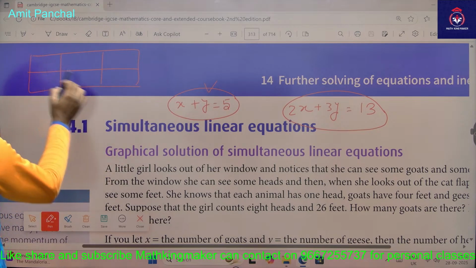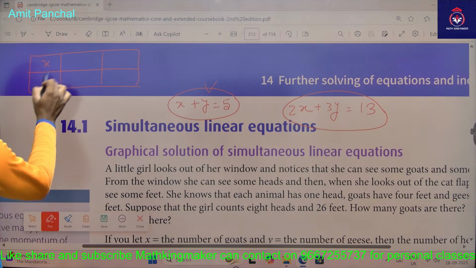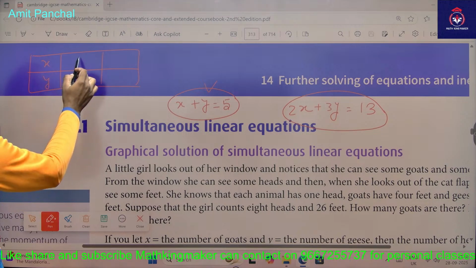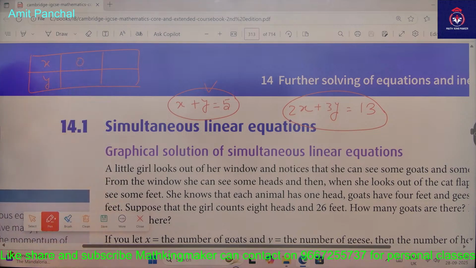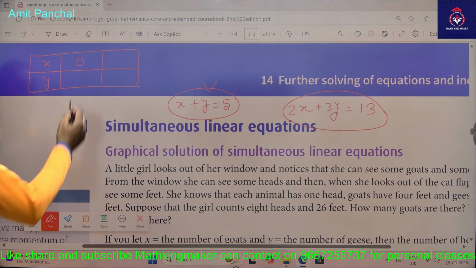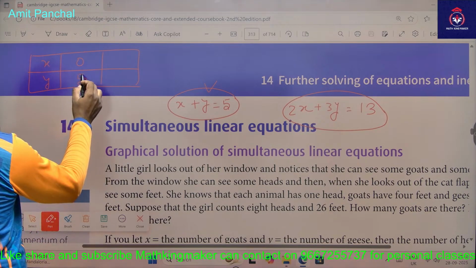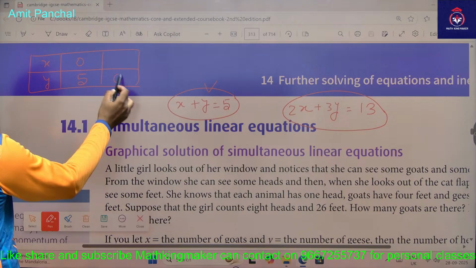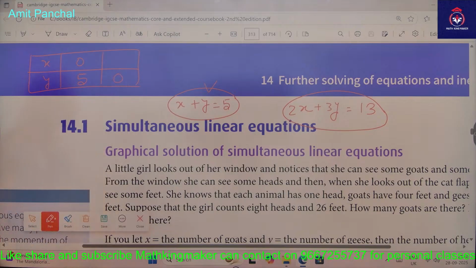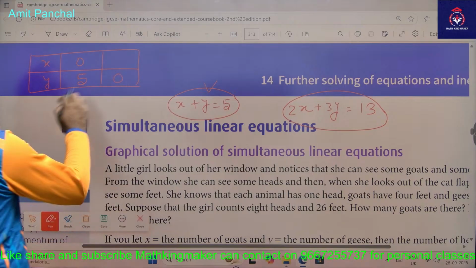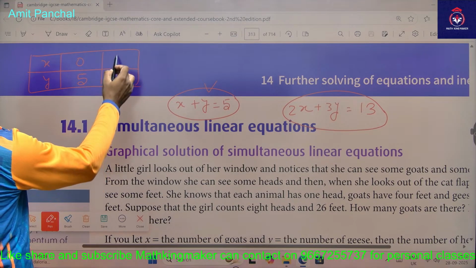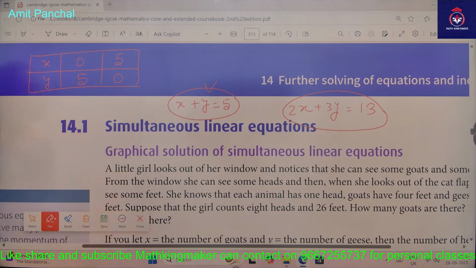So let us say for the first one, this is x, this is y. If you keep x as 0, what you will get as y will be 5. And second one, if you put y as 0, so how much is the value of x? x is 5. So these 2 points you need to draw on the graph.